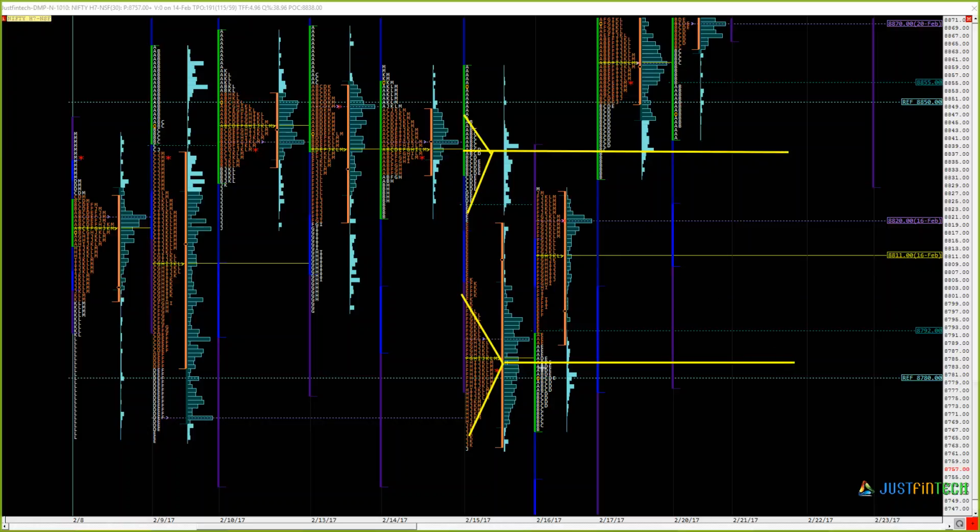Now the same phenomenon is happening here. It creates a balance, almost like if you see this is the balance with the point of control somewhere in this zone, and then it pushes through that balance and starts trading into the upper balance. Here what has happened is we have not completely rejected. It's trying to push through and makes that kind of a resistance zone.